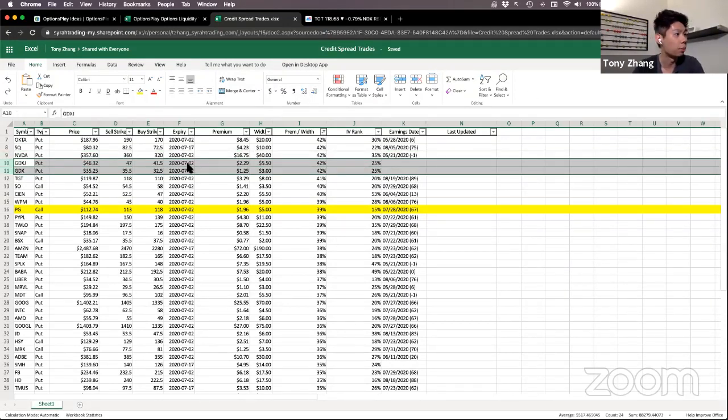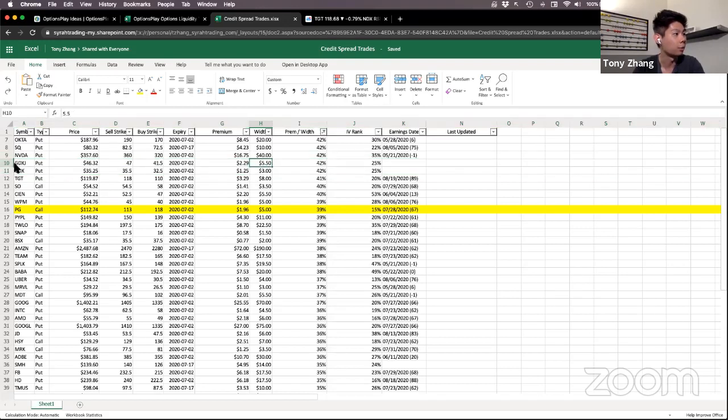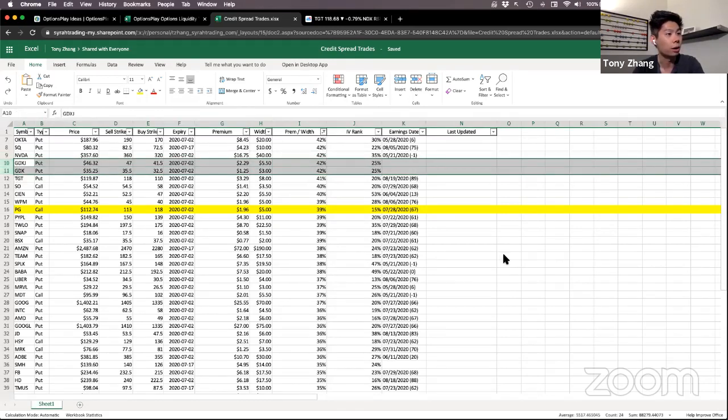GDX and GDXJ both passed, and have been pretty high on the list in terms of credit spreads over the last few weeks. But that's my personal opinion, and we do talk about that a little bit more on Friday morning. So please join us on Friday morning if you're looking for some of those directional views.